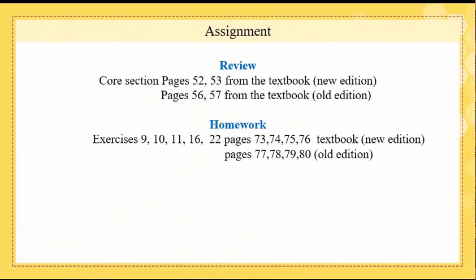At the end of this video, you are asked to revise the core section and solve exercises 9, 10, 11, 16, and 22.